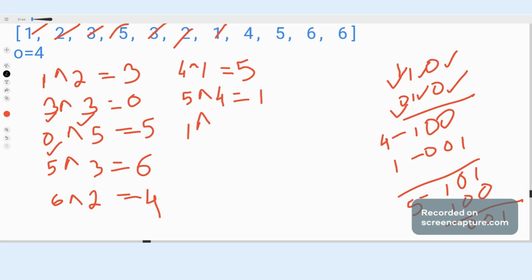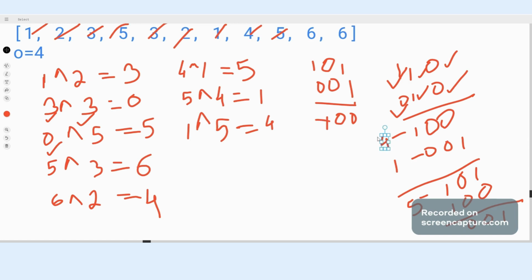Now 1 XOR 5. What is 1 XOR 5? 5 is 1 0 1 and 1 is 0 0 1. So bits are same, it will give 0. Bits are again same, again 0. Bits are different, it is 1. So what is 1 XOR 5? It is 4. If you convert this, you will get 4. Again, now we will do 4 XOR 6.